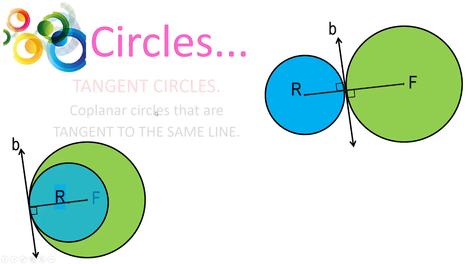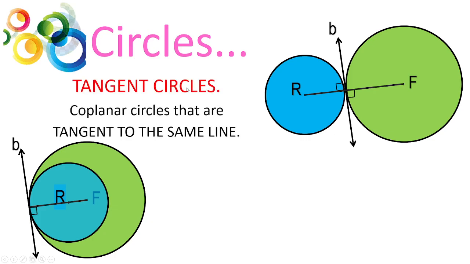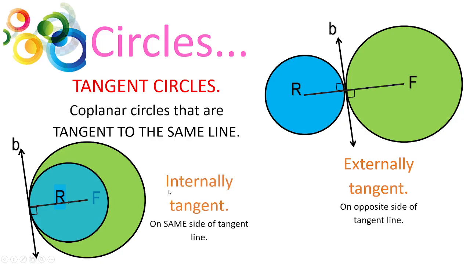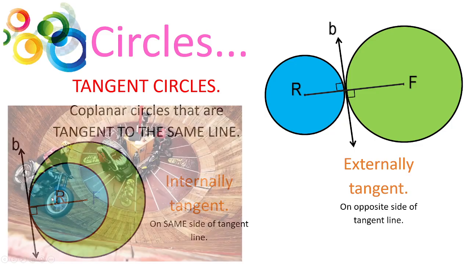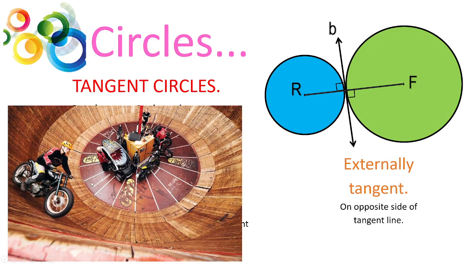Now let's proceed with tangent circles. As the name suggests, they are coplanar circles that are tangent to the same line. So there are two scenarios. Externally tangent is when the two circles are tangent to the same line on opposite sides, like circle R on the left side, while circle F is on the right side of this line. So that's externally tangent. For internally tangent, they are on the same side of the line, being tangent to that line. So a real example could be this floor and the wheel of this motor.